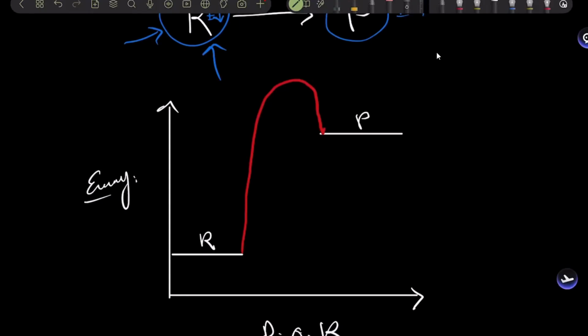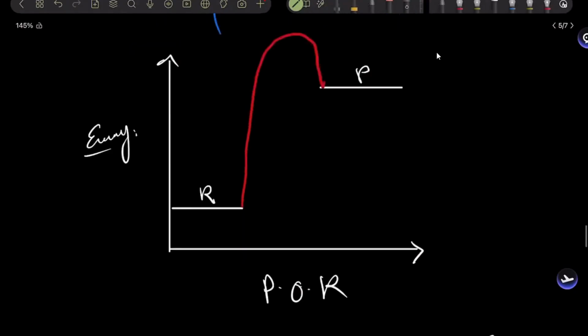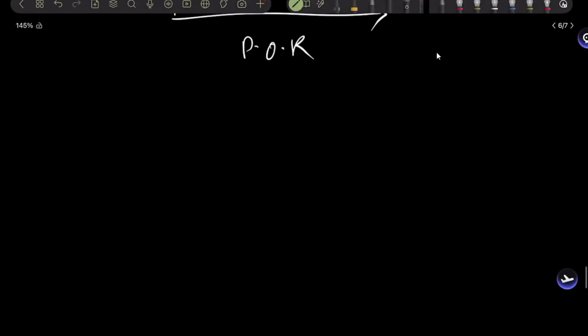So now let's move on to the two labelings that you need to be able to do or identify correctly on energy profile diagrams. The first one is known as the activation energy.